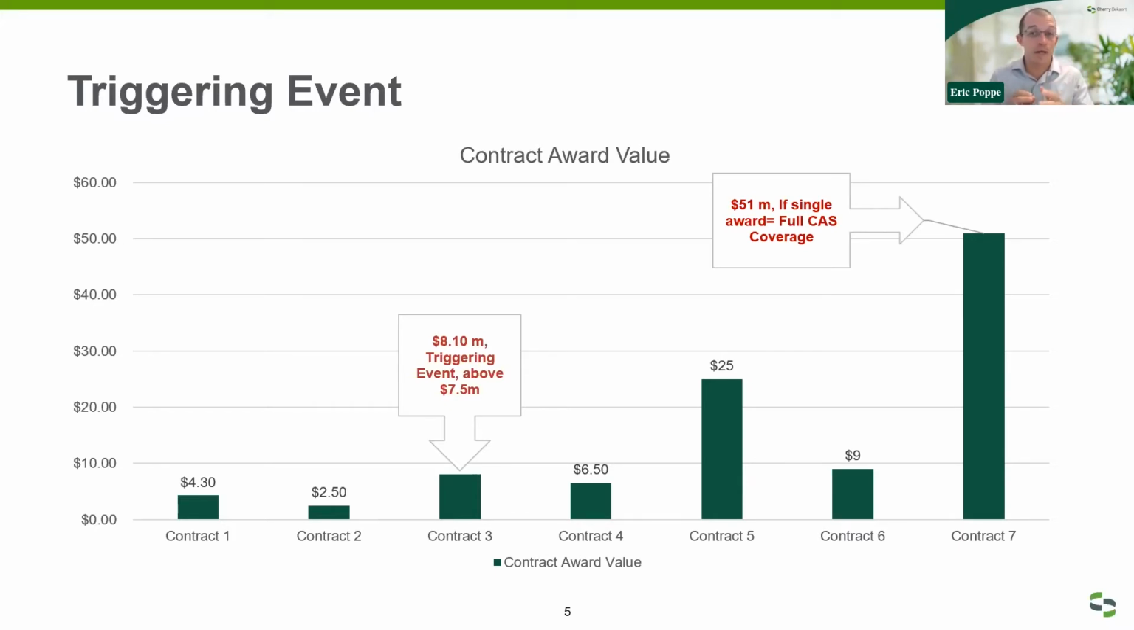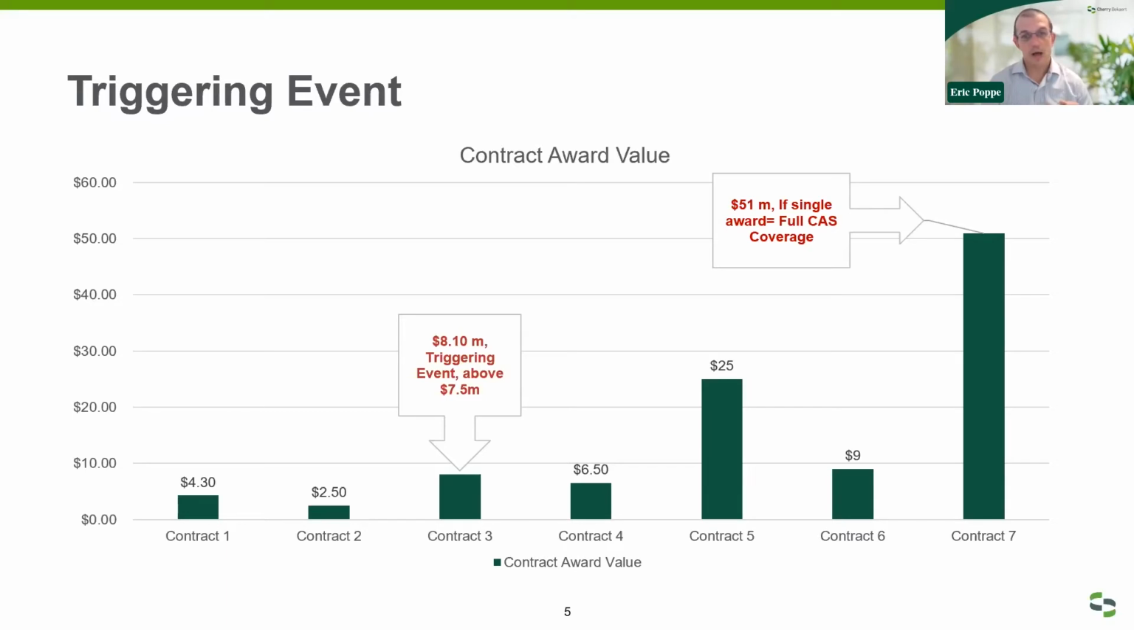So a very simple way to become full CAS covered is to have a single award of $50 million or more, and that is total contract award. It is not year by year. It is not what you billed for that 1 year. It is the full value of that award. That's unfunded years as well. So full contract award.